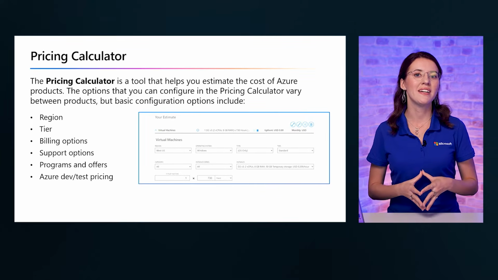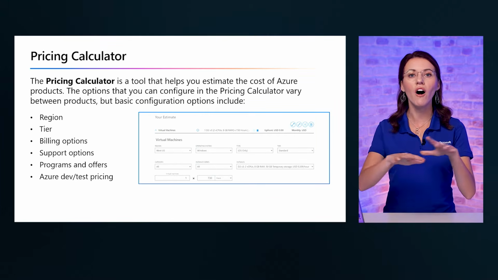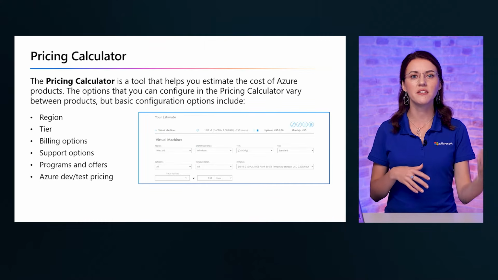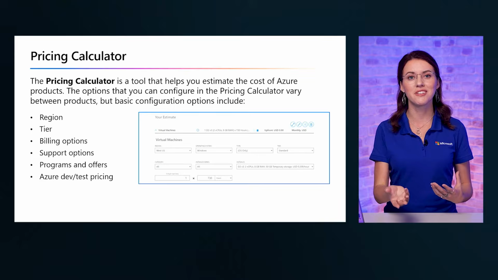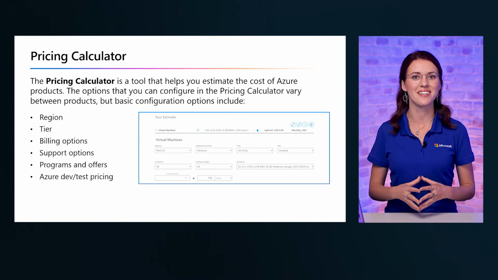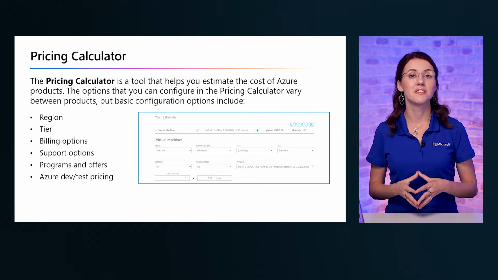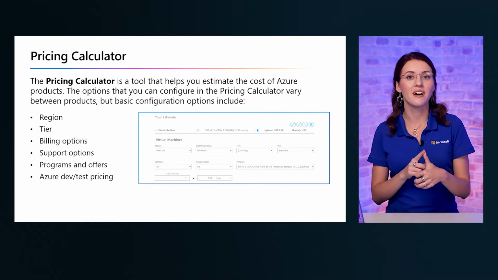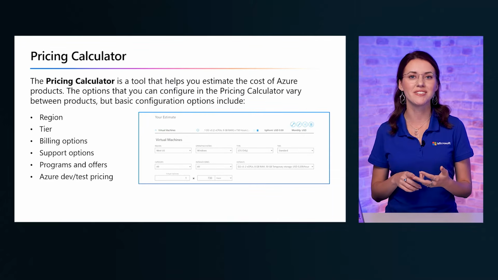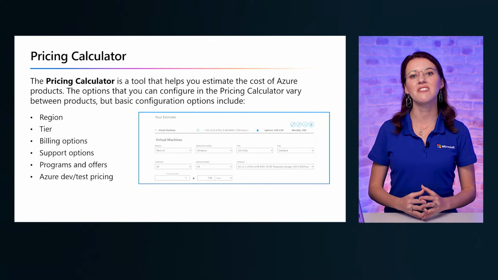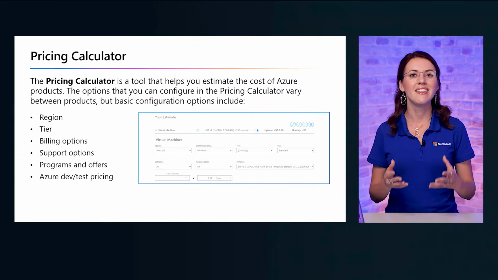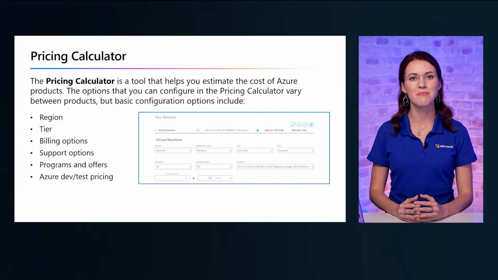With the Pricing Calculator, you can evaluate the cost of all provisioned resources, including compute resources, storage, and associated networking expenses. You can even consider various storage options, such as storage type, access tier, and redundancy. To better understand how the Pricing Calculator works, let's take a look at it in the browser.